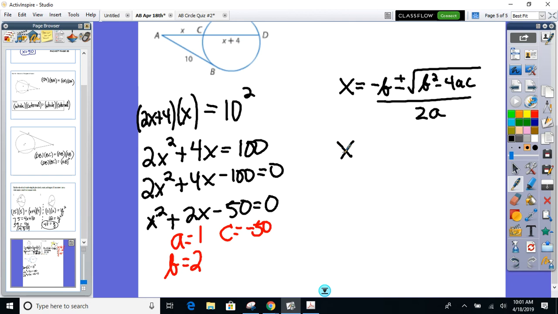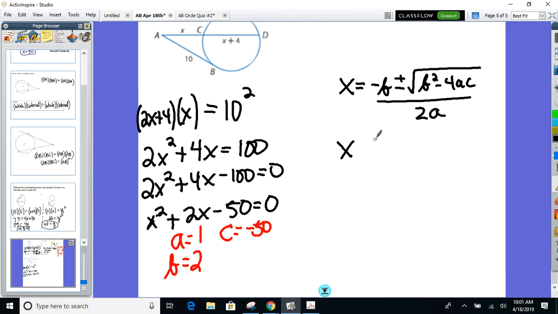X equals, what's plugged in for negative b? What was your b value? 2, so this will be x equals negative 2 plus or minus. We'll talk about that radical in a second. All over, what's in the denominator? 2a. 2 times 1, so 2. Anybody remember what I suggested to do to find the number underneath the radical?